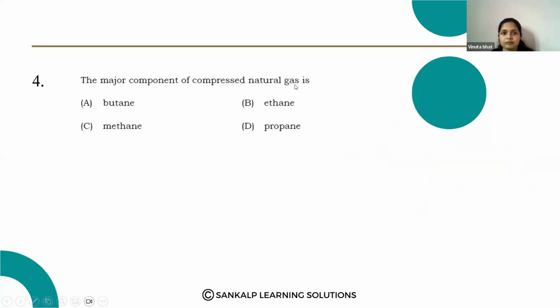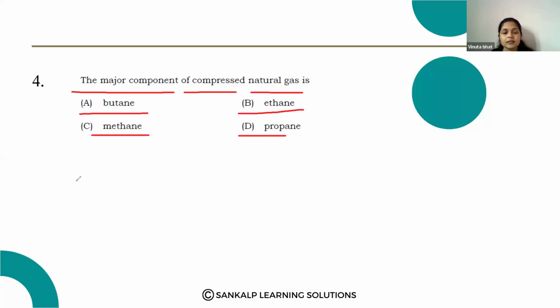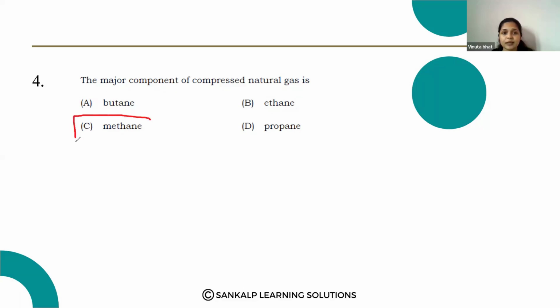Next question. The major component of compressed natural gas is: option A butane, option B ethane, option C methane, option D propane. Here the major component of compressed natural gas is methane. Option C, methane, is the major component of compressed natural gas. Option C is the correct answer.